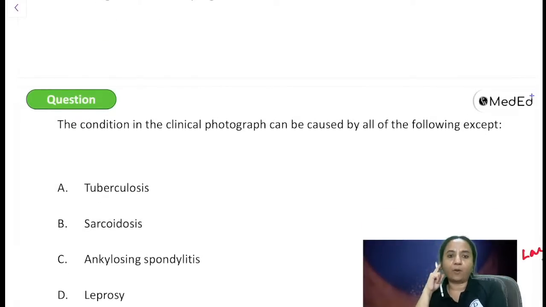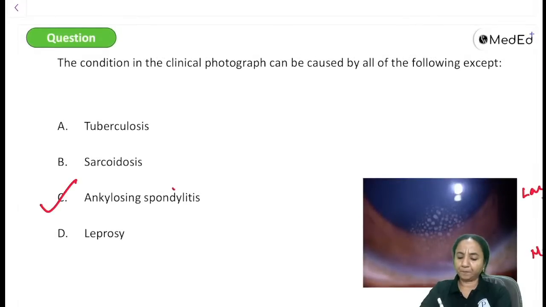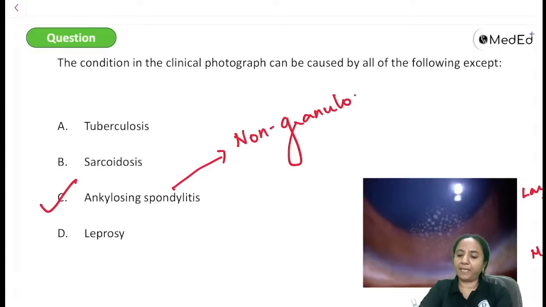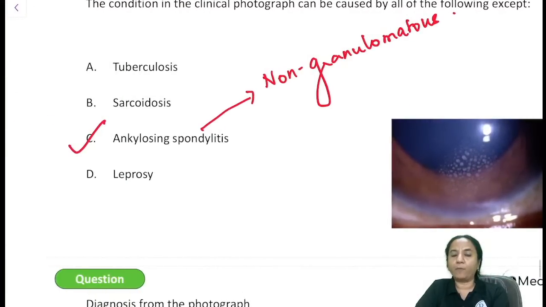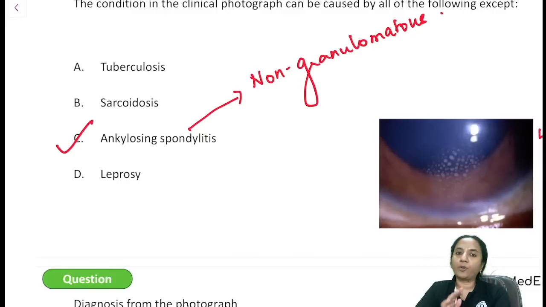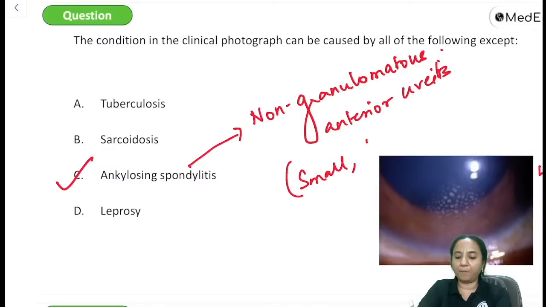See, TB, sarcoid and leprosy are granulomatous. Ankylosing spondylitis is non-granulomatous. Here also you get to see KPs, but they are small and fine. So they are not large and greasy like these. Large greasy KPs or mutton fat KPs are seen in granulomatous uveitis. Ankylosing spondylitis causes non-granulomatous anterior uveitis, so you will get small and fine KPs, not large and coarse like this.